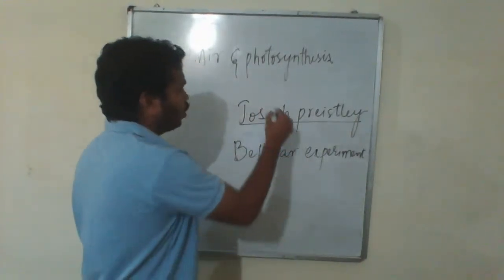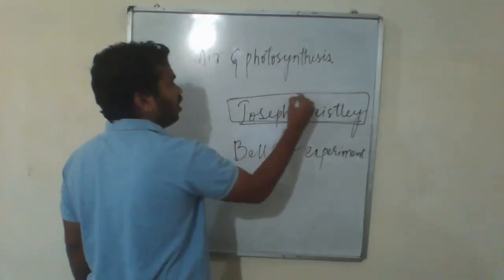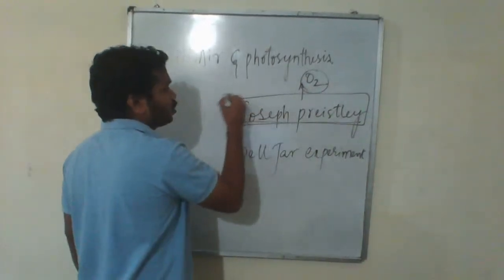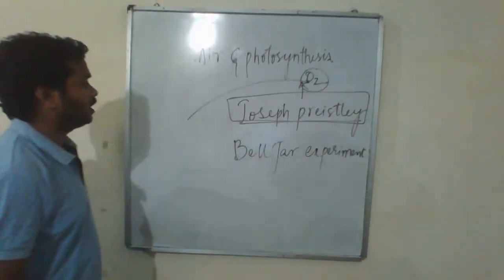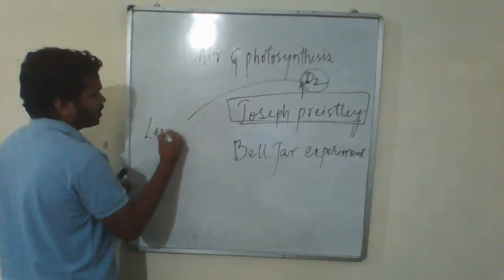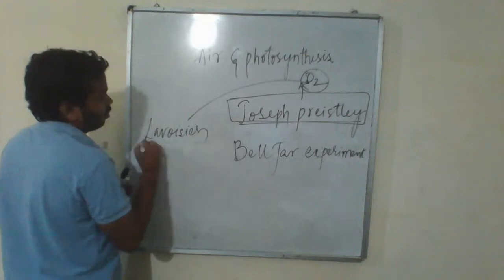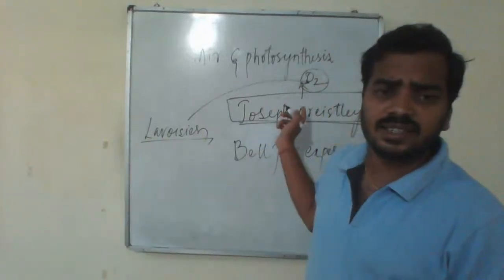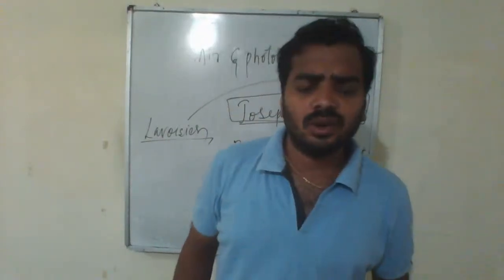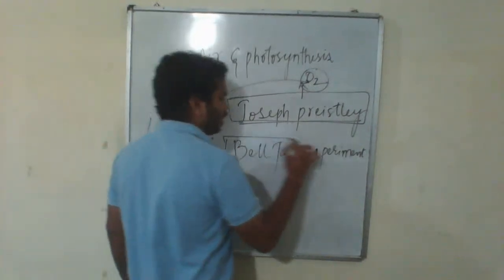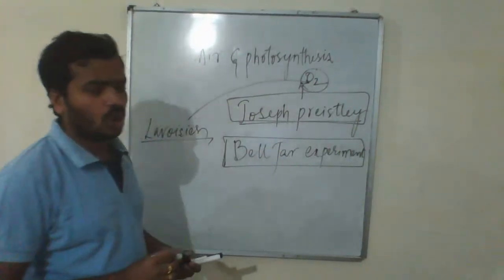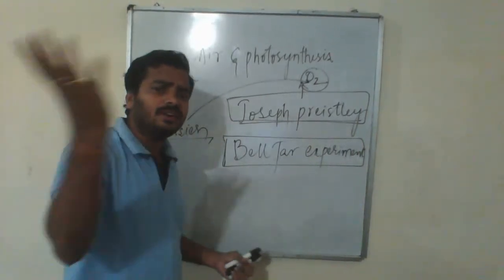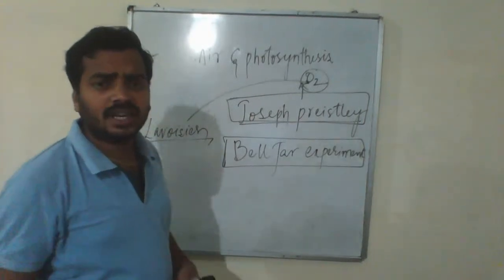So I told you, Joseph Priestley discovered oxygen. And who named the oxygen? Who coined the term oxygen? There is one more scientist called Lavoisier. Lavoisier is the scientist who named oxygen, and Priestley is the scientist who discovered oxygen. So, we are now going to discuss this particular activity in order to know the importance of the gaseous exchange which takes place between animals and plants.